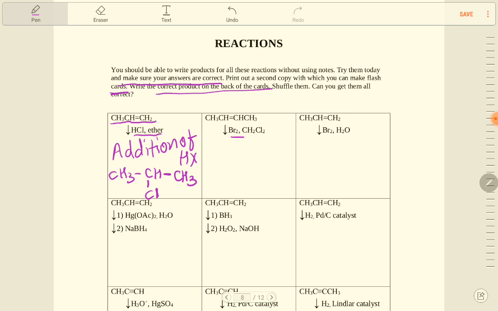This is Br2 in CH2Cl2 and this is an alkene, so it's addition of X2. In that one it's CH3 CH CH and then CH3. Now remember, in here we are adding X2, Br here, Br here. So that is an addition reaction.